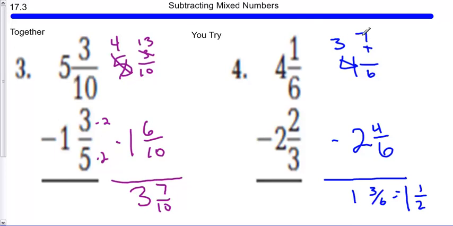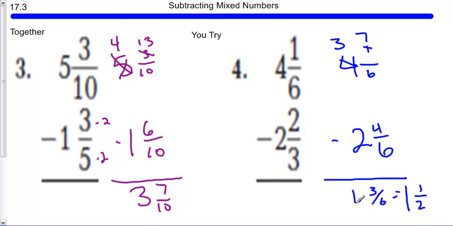The 4 becomes a 3. 6 plus 1 is 7. That's my new numerator. Gosh, that secret was so nice. So then I subtract. 7 minus 4 is 3. My denominator stays the same. 3 minus 2 is 1. 3/6 is not in simplest form. So that means I make it 1/2. Okay, so 1 and 3/6 equals 1 and 1/2.